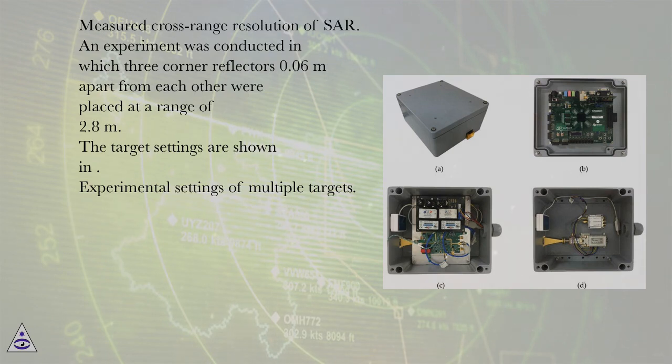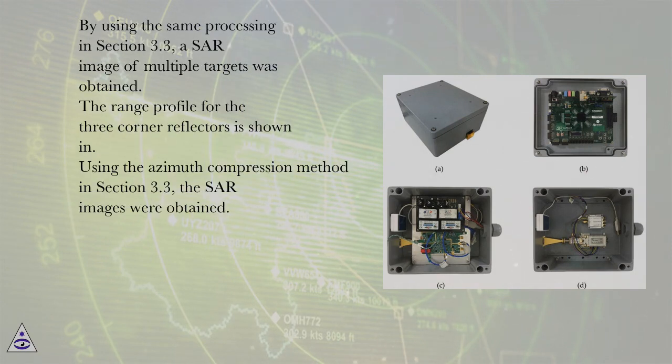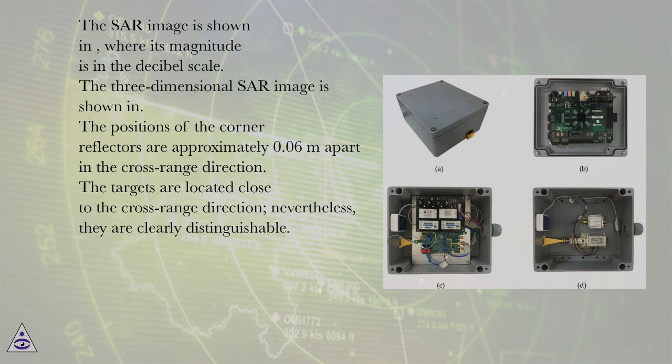An experiment was conducted in which three corner reflectors 0.06 meters apart from each other were placed at a range of 2.8 meters. The target settings are shown in. Experimental settings of multiple targets. By using the same processing in section 3.3, a SAR image of multiple targets was obtained. The range profile for the three corner reflectors is shown in. Using the azimuth compression method in section 3.3, the SAR images were obtained. The SAR image is shown in, where its magnitude is in the decibel scale. The three-dimensional SAR image is shown in.